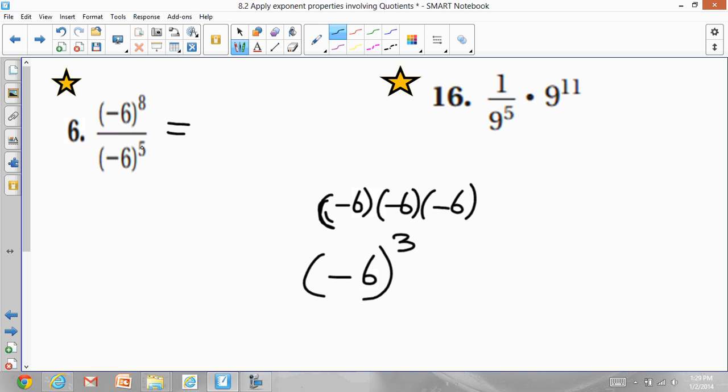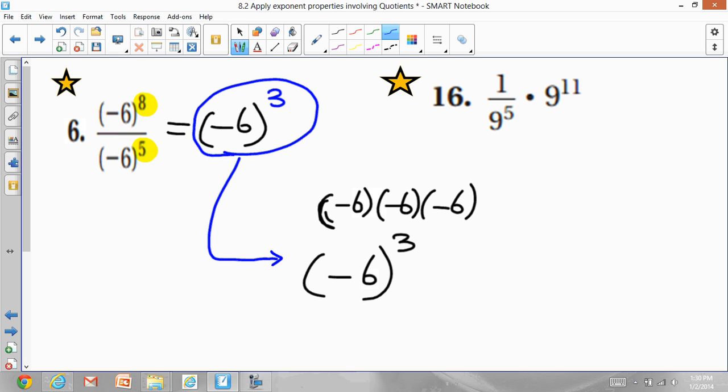So if you apply the exponent properties involving quotients, all I have to do is, I have a numerator and a denominator. The base is still the same thing. -6 is the same on the top and on the bottom. So I'm just going to write it once. And now watch what I'm going to do using the highlighter. 8, 5. 8 minus 5 is going to give me a 3, which is the same answer I got by expanding. So that is the rule.